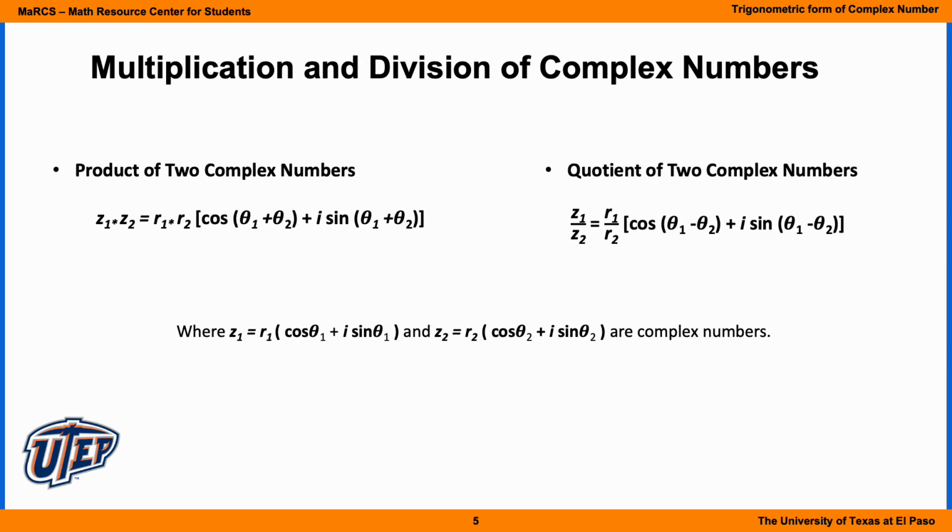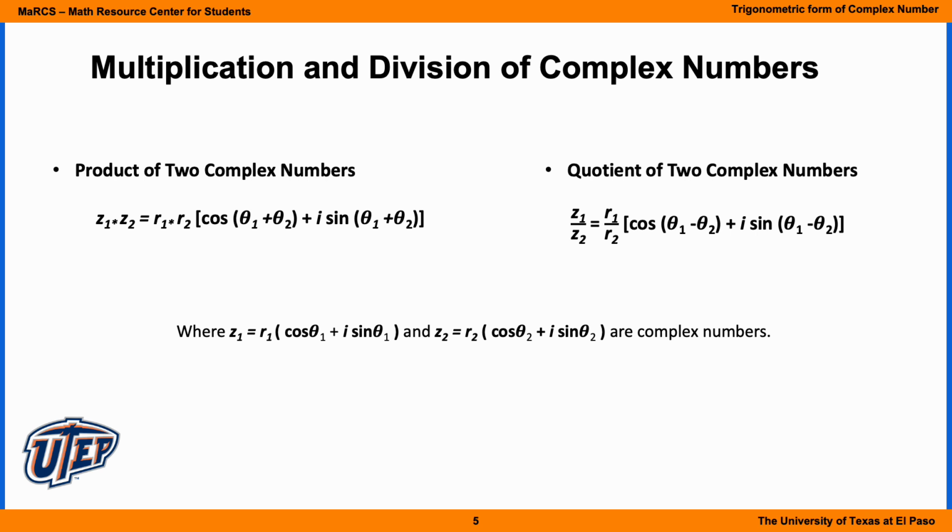Now the product of two complex numbers is defined as follows: we multiply the moduli of z1 and z2, so r1 and r2, times, for the horizontal component, we add the angles, so we'll have cosine of theta 1 plus theta 2, plus i, and in the vertical component, sine of theta 1 plus theta 2.